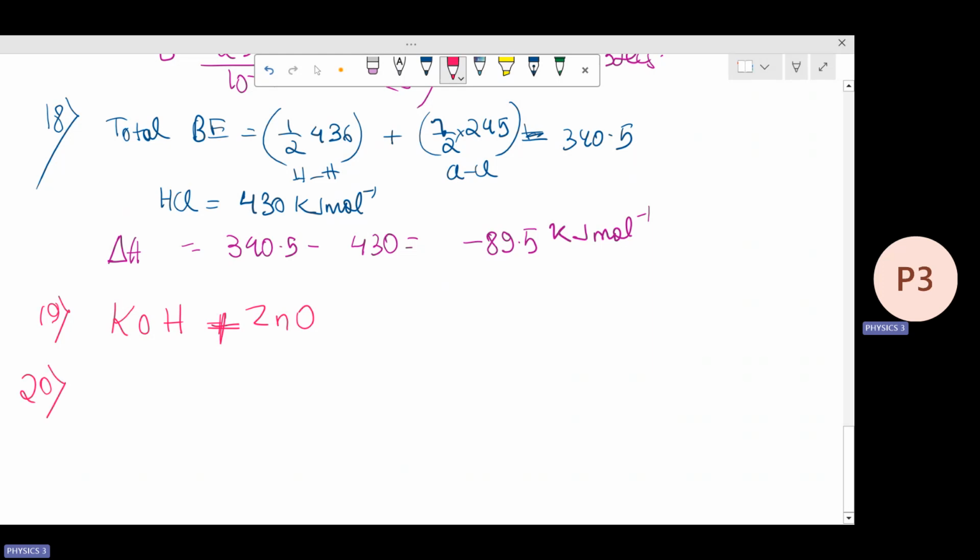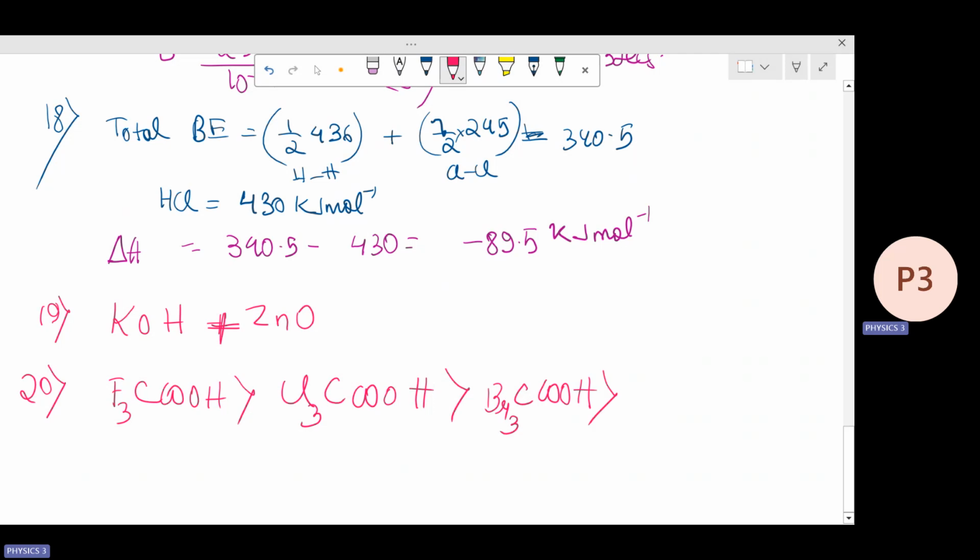Next, question number 20. They are speaking about the correct order of acidic strength. The order will be nothing but CF3COOH; the more the minus I effect, the more the acidic strength. It will be Cl3COOH, then CBr3COOH, and finally CI3COOH.